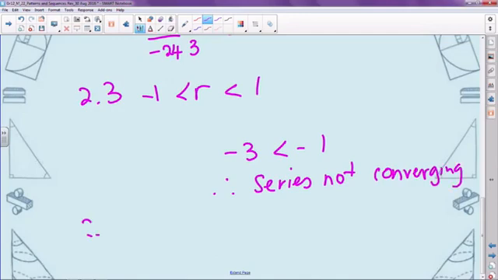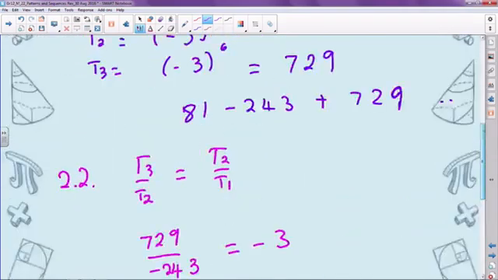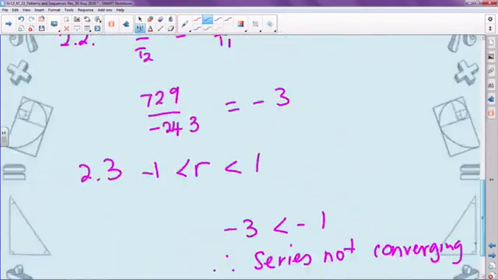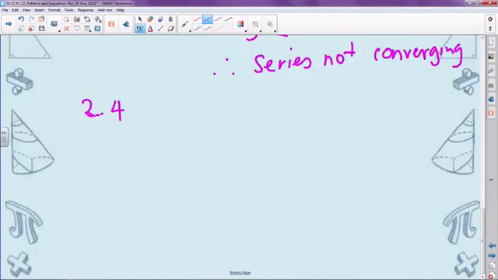All right, and then the last one here. Calculate the sum of the series minus 3 to the power of x times x. So there's now an x joined here to your series, and give your answer in terms of x. Okay, so at first it looks really, really complicated, but we're going to look at it in parts and understand what it's saying to us. So we're finding the sum of the series from p is equal to 4 to, what was it? I think it was 21. Of the series minus 3 to the power of p, and then now they've put an x in there.